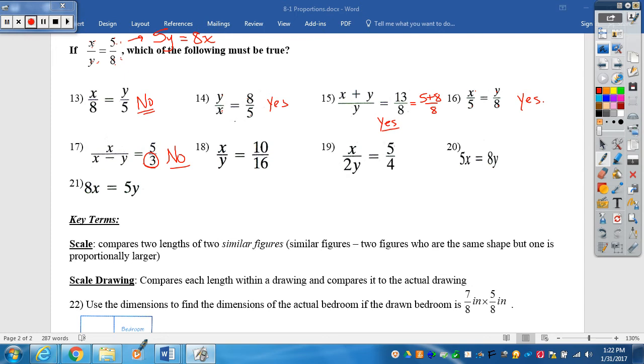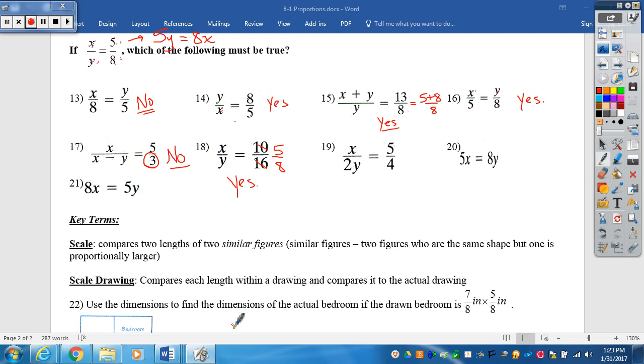The next one is x over y. Is that equal to 10 over 16? Well, 10 over 16 can be reduced to become 5 over 8. And that is what we have in the original proportion up here. So this would be a yes for sure. Those two proportions are the same thing.